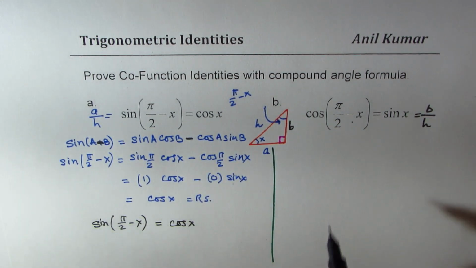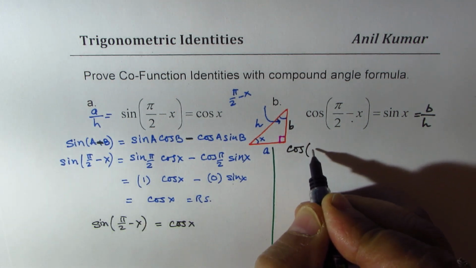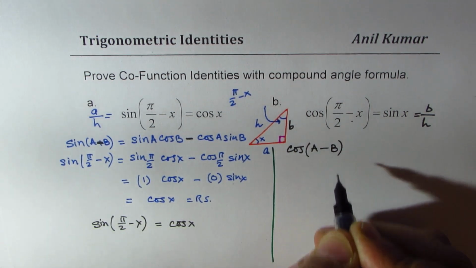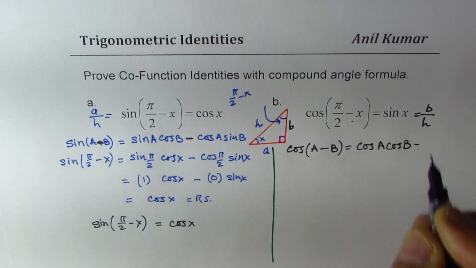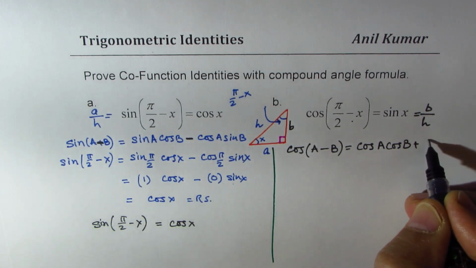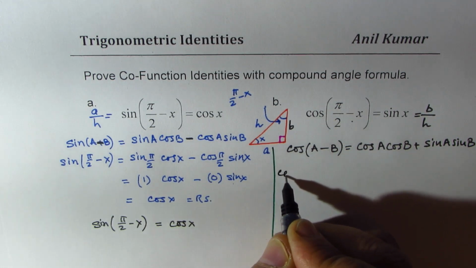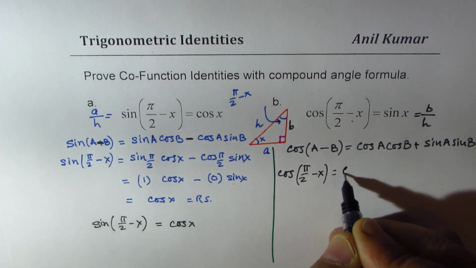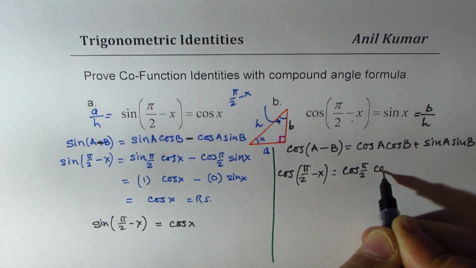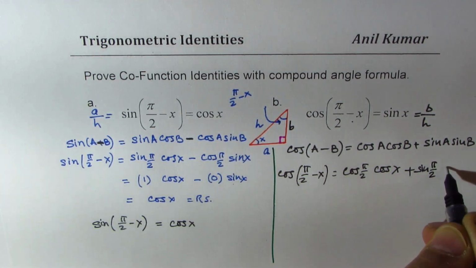Now this is a very similar proof. You can actually pause the video and prove it yourself, and here is how we are going to do it. So we are doing cos of a minus b equals cos a cos b, minus becomes plus in the formula, sine a sine b. We want to really find what is cos of pi by 2 minus x. So we get cos of pi by 2 cos x plus sine of pi by 2 sine x.